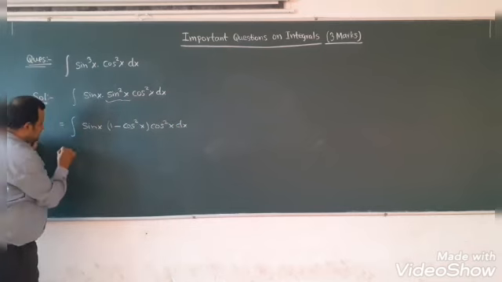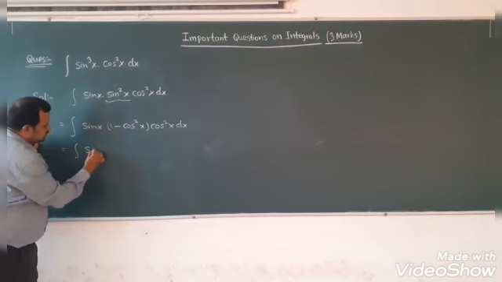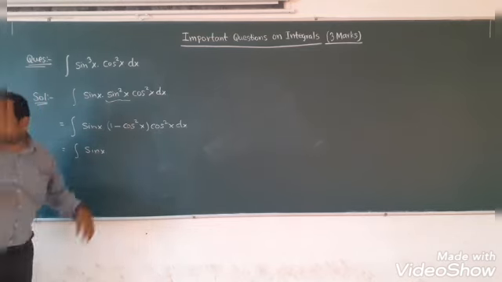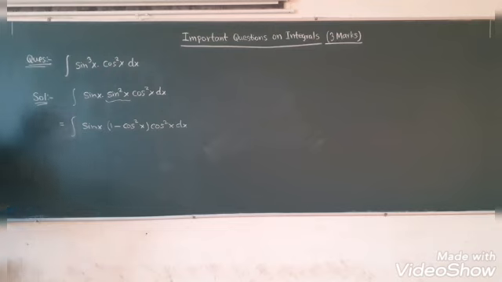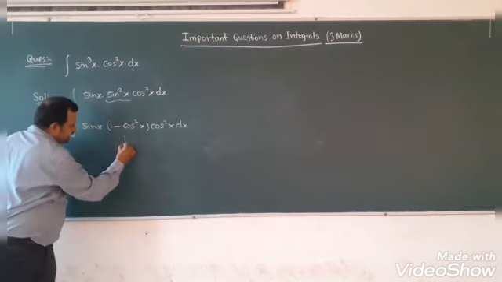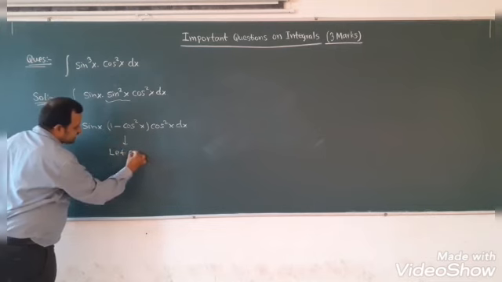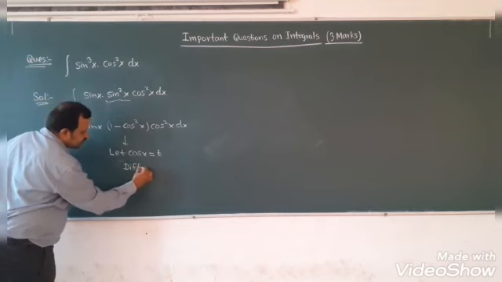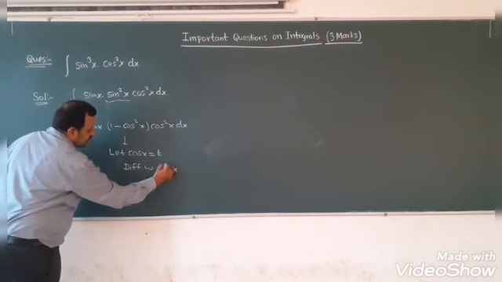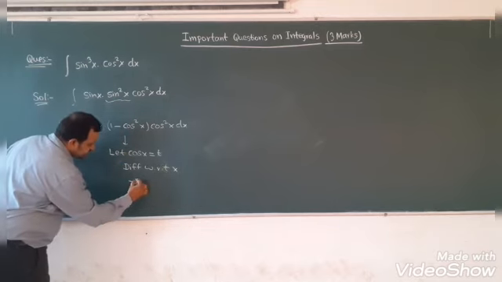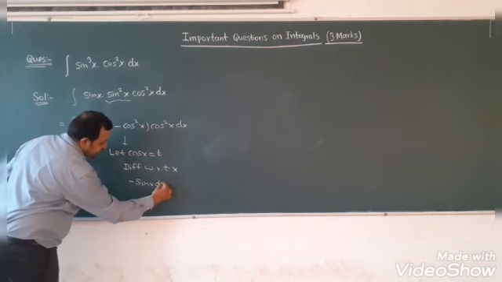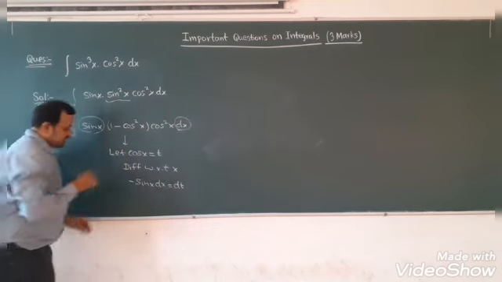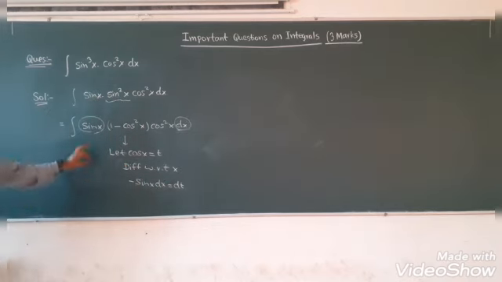Now let us substitute here itself. So tell me what we can do. Here I can say let cos x is equal to t. Differentiate both sides with respect to x. What is the differentiation of cos x? It is minus sin x dx is equal to dt. So this sin x dx along with the negative sign will become dt.